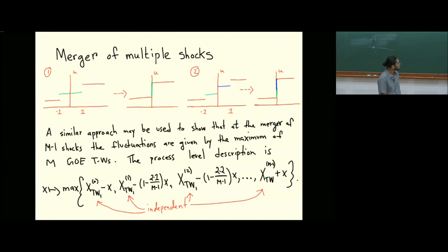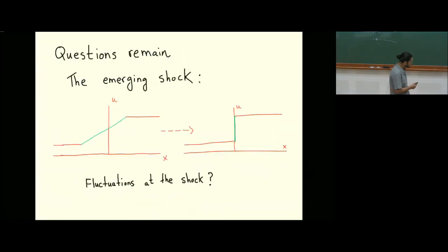A very similar approach will tell you that at the level of the process, it's given by a maximum of lines, where the number of lines is equal to the number of jumps, or maybe one more than the number of jumps. And all of these lines are perturbed by random independent GOE Tracy-Widoms. And now you can ask the very interesting question, what happens when you start with continuous data? There is no shock. If you run the TASEP, it will run into a shock in finite macroscopic time. And you can ask what happens.